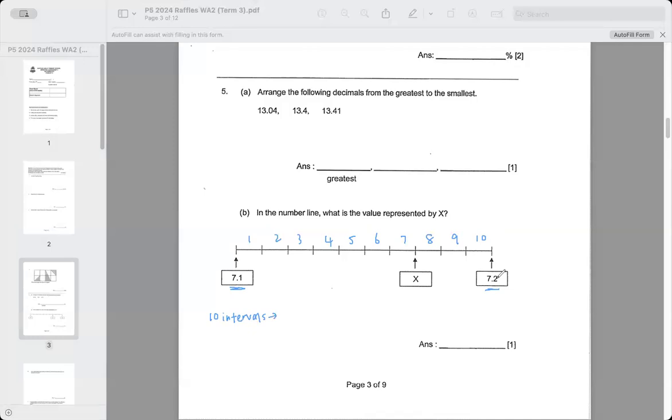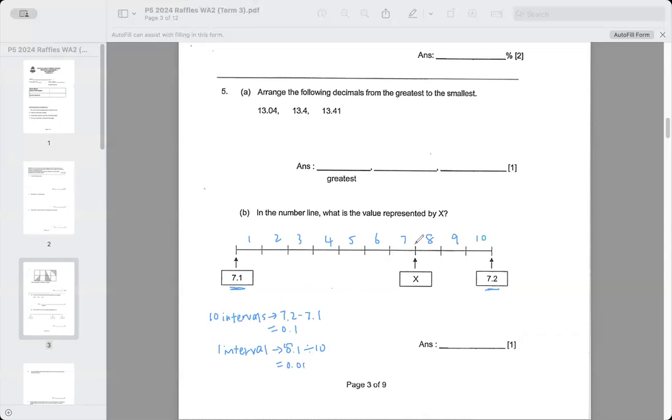Okay, the difference between these two numbers is 7.2 minus 7.1. I will get 0.1. Okay, so in order to find one interval, this is one interval. I'll take 0.1 and divide by 10. So divide by 10, right? You want to make it smaller, you have to shift the decimal one place to the left. Okay, so it becomes 0.01 for each interval.